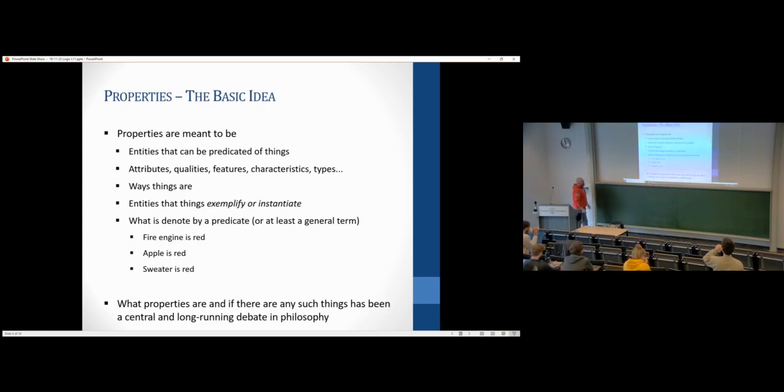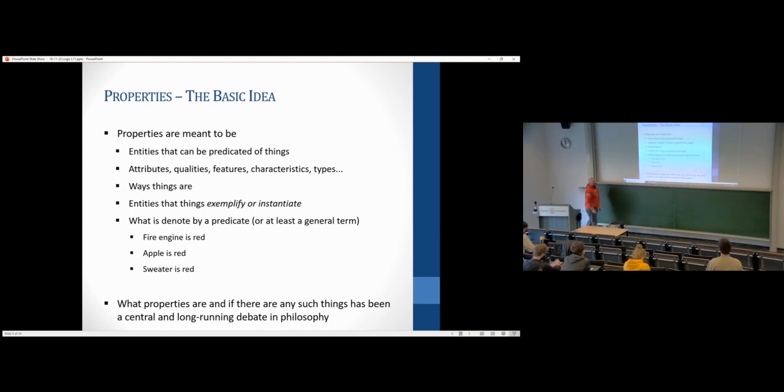So here's a laundry list of the sorts of things properties are meant to be or meant to do. Properties are meant to be entities that can be predicated. That is, they can be applied to things. So redness, if it's an entity, is something that can be predicated of fire trucks and my sweater. And actually, there aren't very many genuinely red apples, but the stereotypical red apple, Valentine's Day hearts, these kinds of things. Redness can be predicated of them. It can be applied to them.